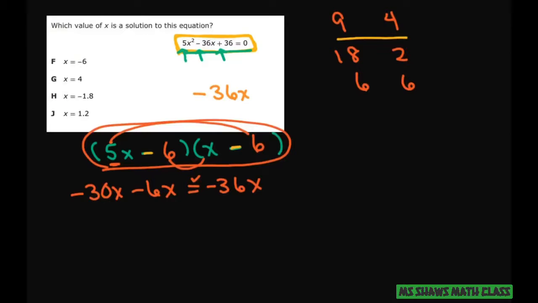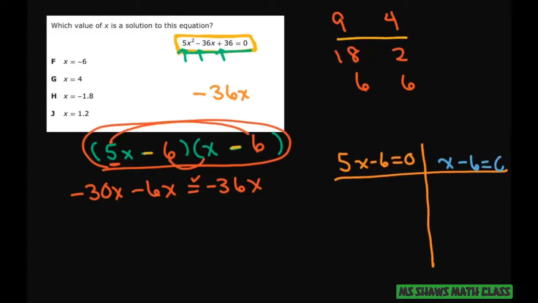Now set each piece to 0, and then we can set up this piece, x minus 6 equals 0. So if you add 6 to both sides here, you can get 5x equals 6, and divide both sides by 5, you get x equals 6 divided by 5. And for this one, you get x equals 6. So I don't see the x equals 6 on here.